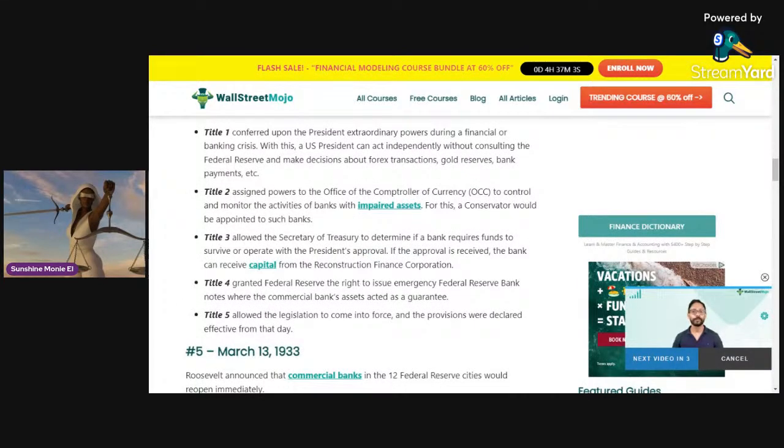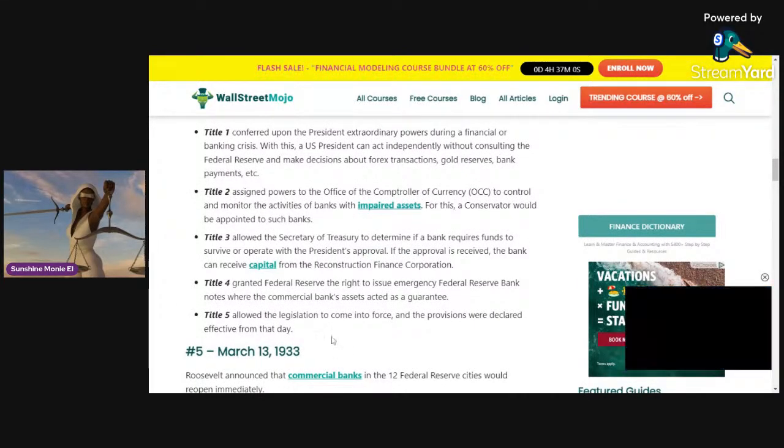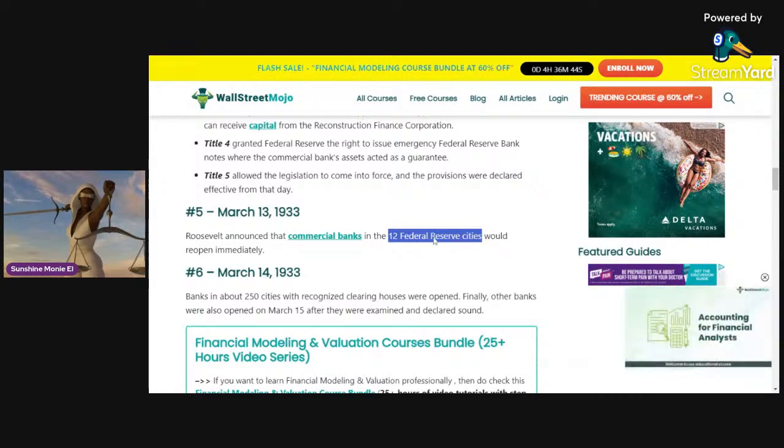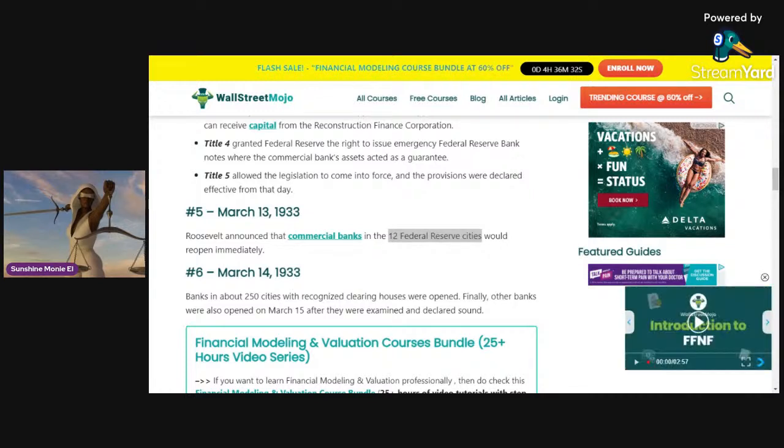Okay, Title 5 allowed the legislation to come into force, and the provisions were declared effective on that day. So then in March 1933, Roosevelt announced that the commercial banks in the 12 Federal Reserve cities would reopen immediately. These 12 Federal Reserve cities are Boston, Cleveland, Chicago, Kansas City, New York, Richmond, St. Louis, Dallas, Philadelphia, Atlanta, Minneapolis, and San Francisco.